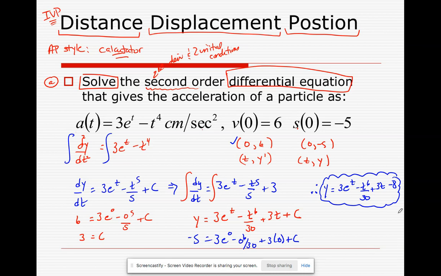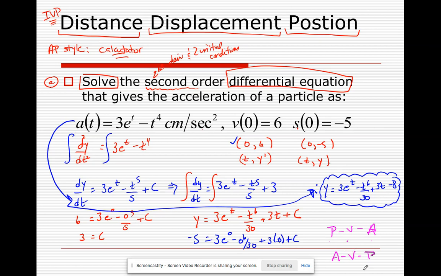So I was given acceleration. I got velocity, and then I got position. This kind of sort of seems familiar, doesn't it? Remember in first semester we did rocket problems and we called those P, V, A? Given position, take the first derivative to get velocity, take the second derivative to get acceleration. We just went backwards. I was given acceleration, you got velocity, and then you got position.